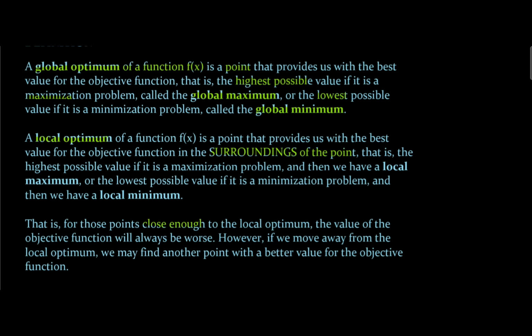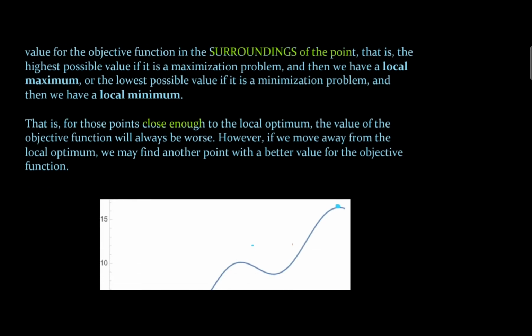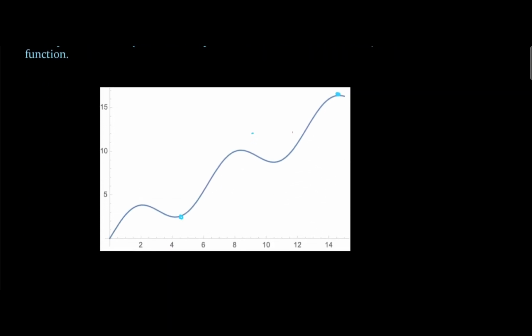Let's illustrate this global versus local optimum concept with a graph of a function. So, if we look at this function, we can identify here, this is a local maximum, that's a local maximum also, and that would be the global maximum.